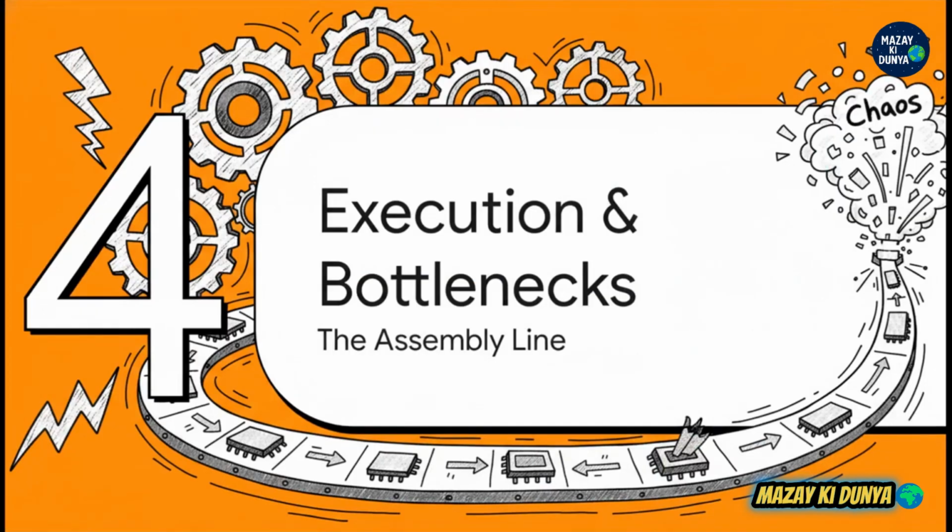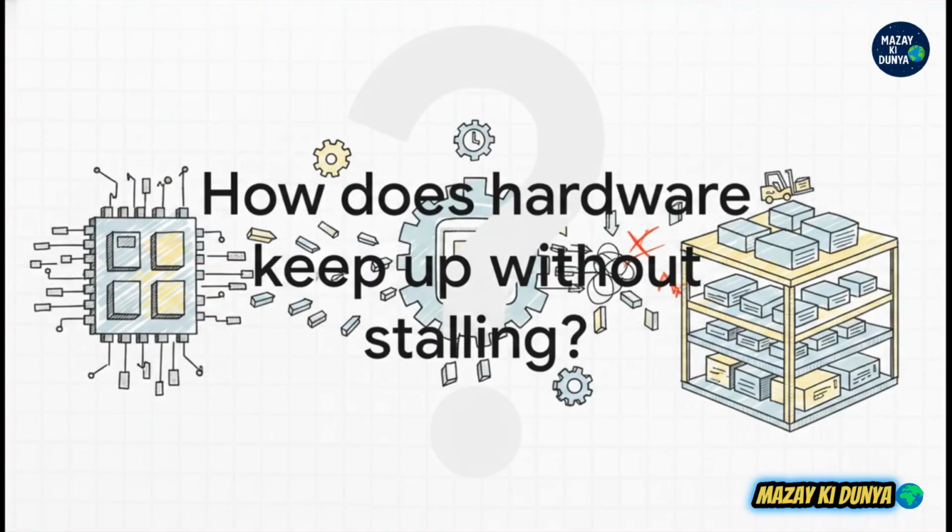Speaking of speed, let's transition from the rules to the physical reality. In Section 4, Advanced Execution and Bottlenecks. Basically, the processor's assembly line. So here's the absolutely crucial point. How does the hardware keep up with millions of these instructions without stalling out?